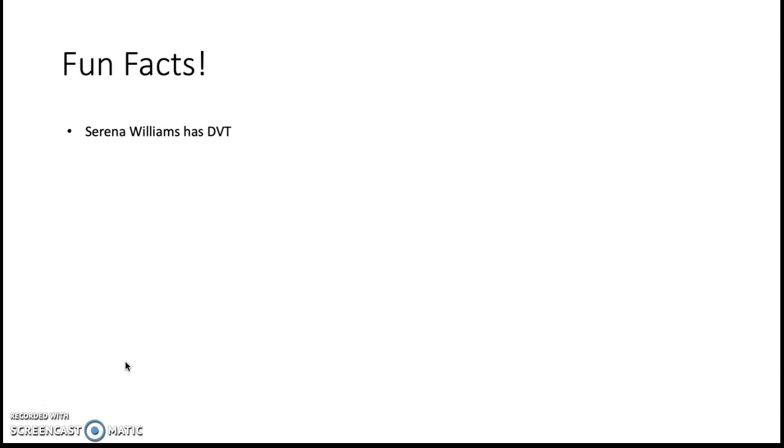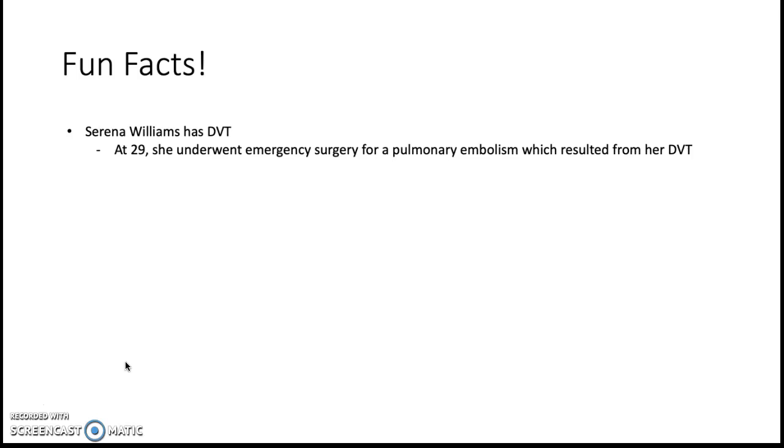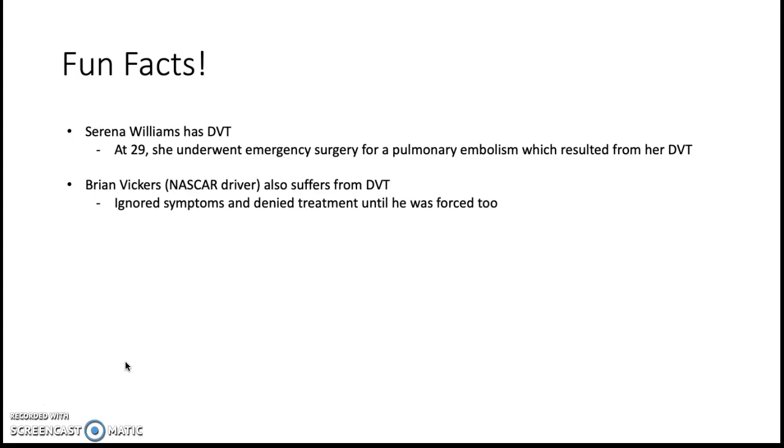Serena Williams has DVT. At 29, she had to undergo an emergency surgery for a pulmonary embolism. This pulmonary embolism resulted from her DVT. Another celebrity that has DVT is Brian Vickers, who is a championship NASCAR driver, and he ignored his symptoms and denied the treatment until he was forced to receive treatment. So he was quite the opposite of Serena Williams.